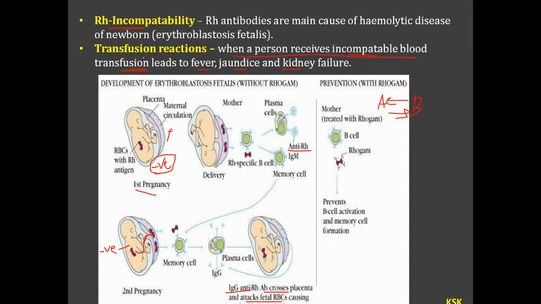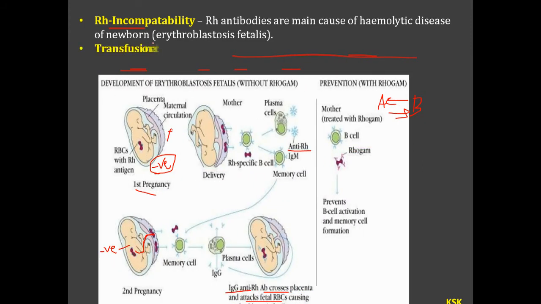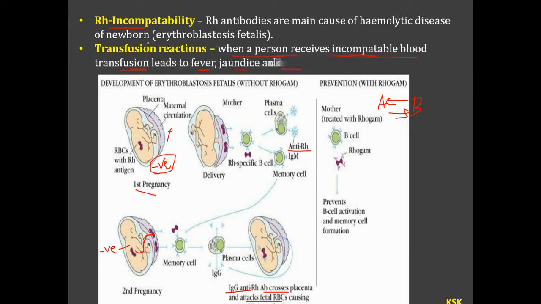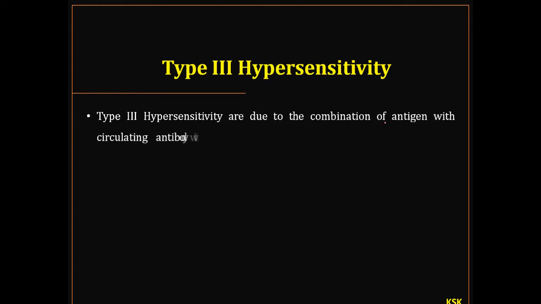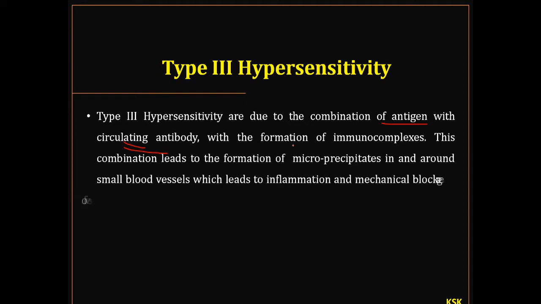Okay, these are the three well-known examples under the type 2 hypersensitivity reactions: drug-induced hemolytic anemia, RH incompatibility, and the transfusion reaction. Then we will move to the type 3 hypersensitivity reaction. Type 3 hypersensitivity is due to the combination of antigen with the circulating antibody. Here the antigen is combining with the circulating antibody.